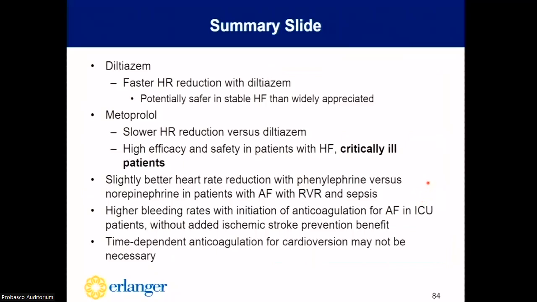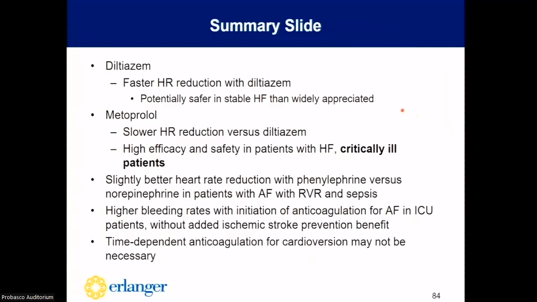So tying it all together, diltiazem is an agent that offers faster heart rate reduction, and it's potentially safer in our stable heart failure patients than widely appreciated. So would the recommendation still be to mainly use metoprolol in these patient populations? For now, yes. However, we do have data supporting potential efficacy in just the acute setting.